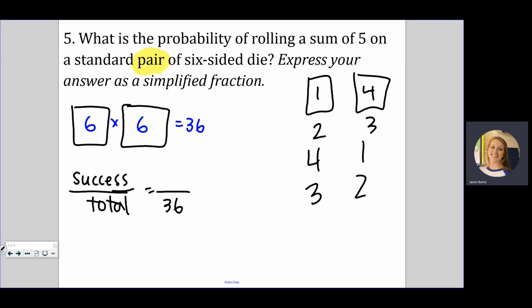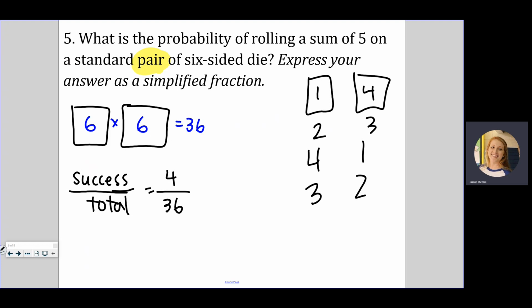That's it. The higher the number, the more choices there are. So if you said a sum of 7, the list would be longer. But there's only 4 out of the total 36 outcomes. There's only 4 ways to roll a sum of 5. So that's my successes.